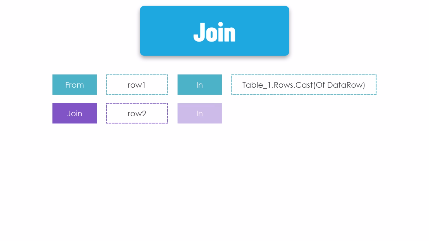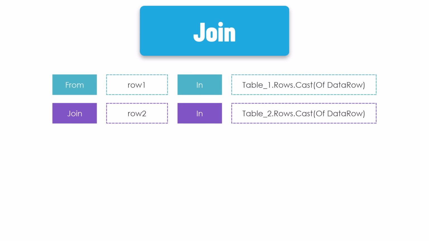After that we write in, then the second table. In this way I define both tables, what I want to join. Now we have to set the condition for join. So, here we have to use the key to match both tables.